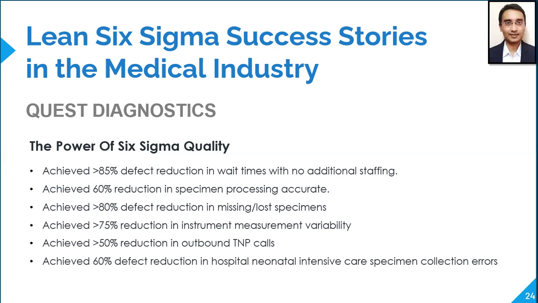Achieved more than 50% reduction in outbound calls. They have achieved more than 60% defect reduction in hospital neonatal intensive care specimen collection errors. And that is how they brought the improvement, and that is how they saved dollars for themselves. On this note, let's move to the next slide, please.